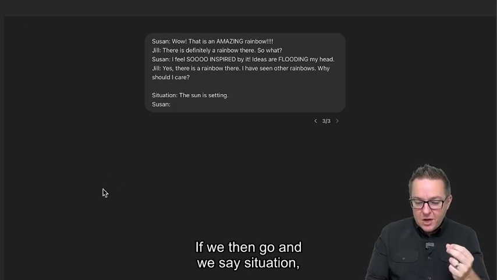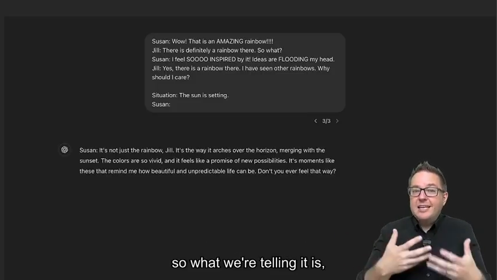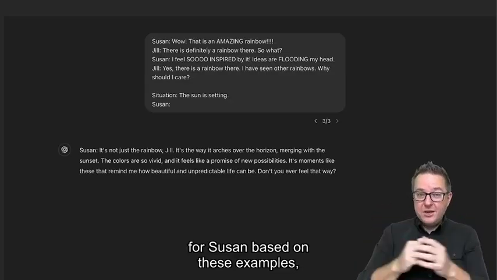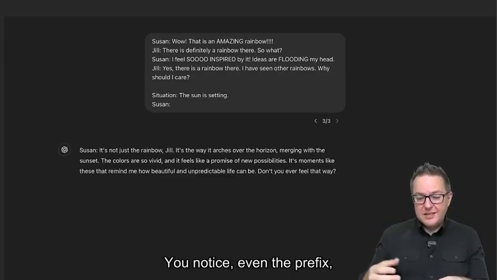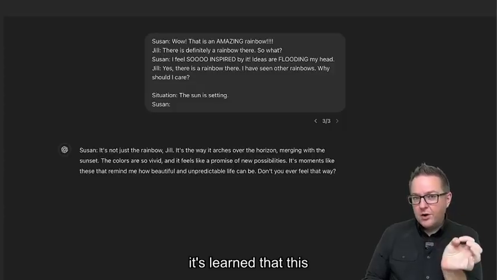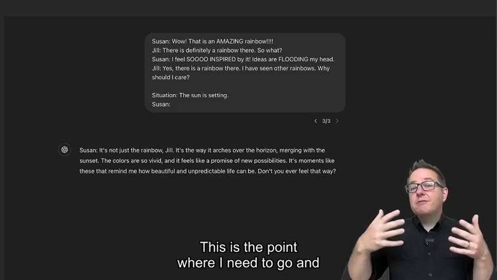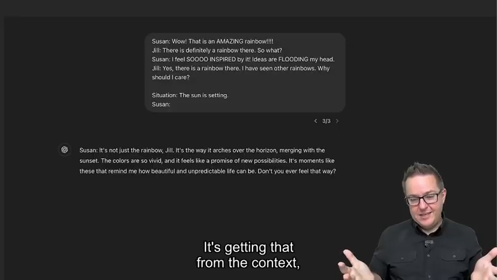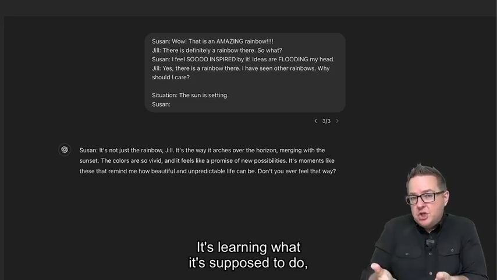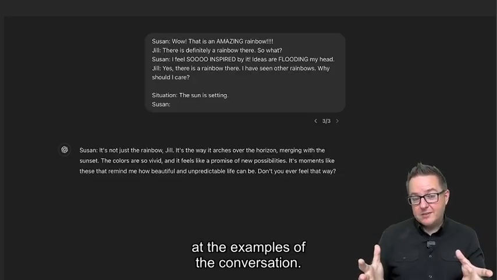And if we then go and we say, situation, the sun is setting, and Susan, colon, what we're telling it is, go and generate the dialogue for Susan based on these examples because we're having a conversation. So you notice even the prefix, the Susan colon, it's learned that this is really an instruction almost for me. This is the point where I need to go and fill in what Susan is saying. And it's getting that from the context. It's in-context learning. It's learning what it's supposed to do, but it's learning all kinds of other things about who Susan is and who Jill is from looking at the examples of the conversation.